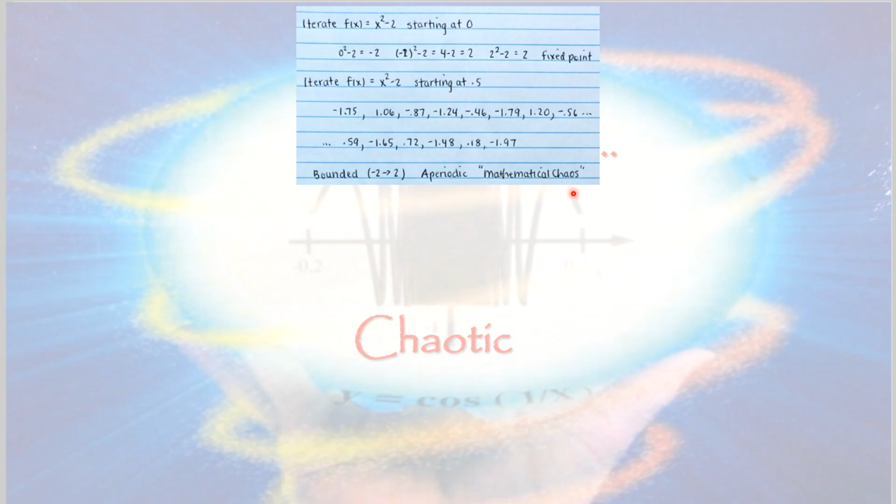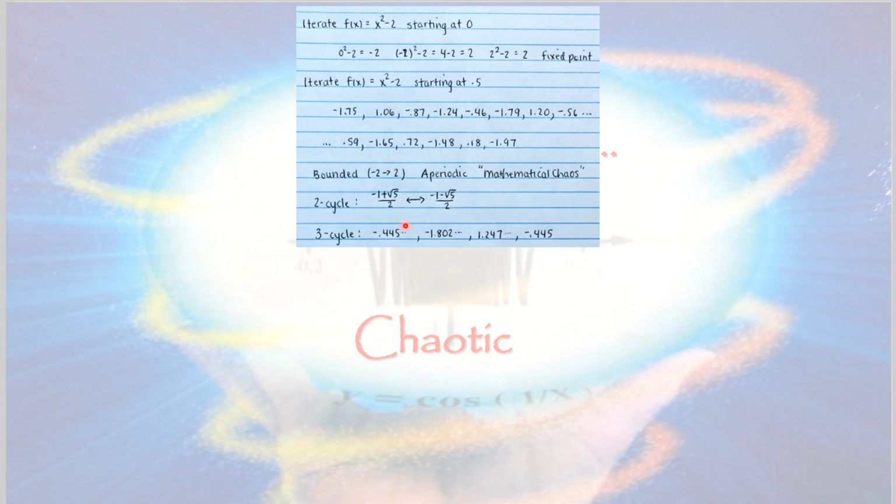Well, x squared minus 2 does have fixed points, and it does converge to chaos. What else can it do? It can do a two-cycle, actually. The values are negative 1 plus square root of 5 over 2, and negative 1 minus square root of 5 over 2.